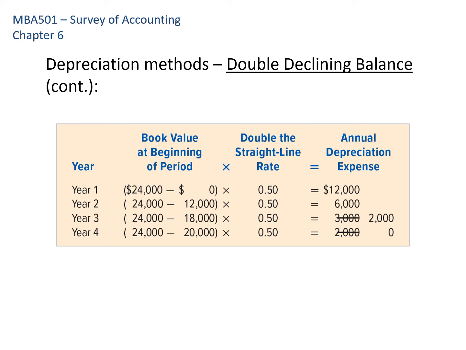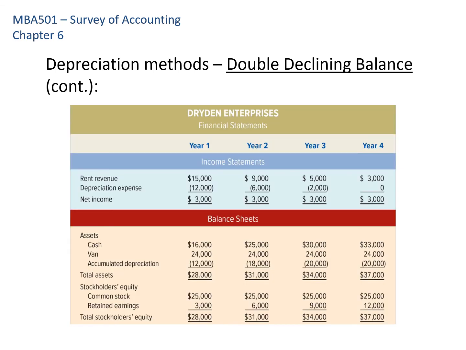Now here, we've got to be careful. We don't want to depreciate at $3,000 because that would take us below book value. So we adjust that last year to just be 2,000, and then we don't depreciate it further. We don't want to take it down below that $4,000 residual value. So this is what this would look like.